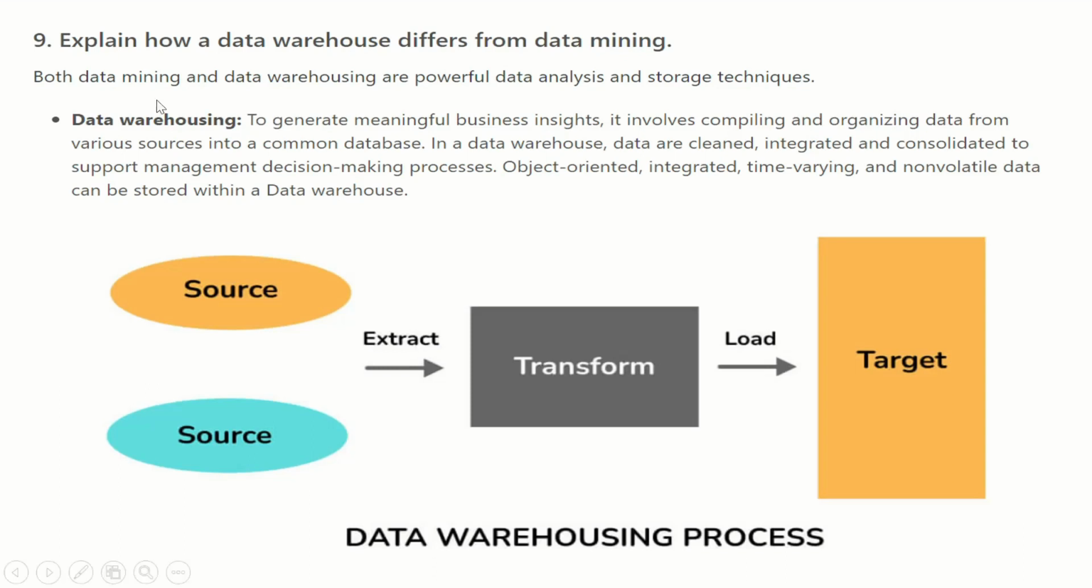You can observe the diagram here: this is a source, and this is also a source. So there are different types of data sources, and the extraction process happens here. We apply business logic in the transformation stage, and then finally we load the data into the target system. This is data warehouse processing.